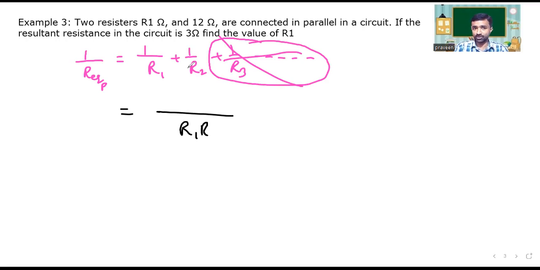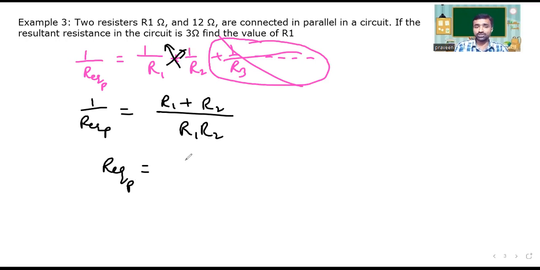Then what about the numerator? Cross product. R1 into 1 is R1 only, R2 into 1 is R2 only. So 1 by R equivalent in parallel combination, I got R1 plus R2 by R1 R2. If I write the reciprocal, R equivalent in parallel combination will be R1 into R2 by R1 plus R2. So I have a direct formula to find the R equivalent in parallel combination. Then simply substitute the given values in the formula. What are they actually given you?